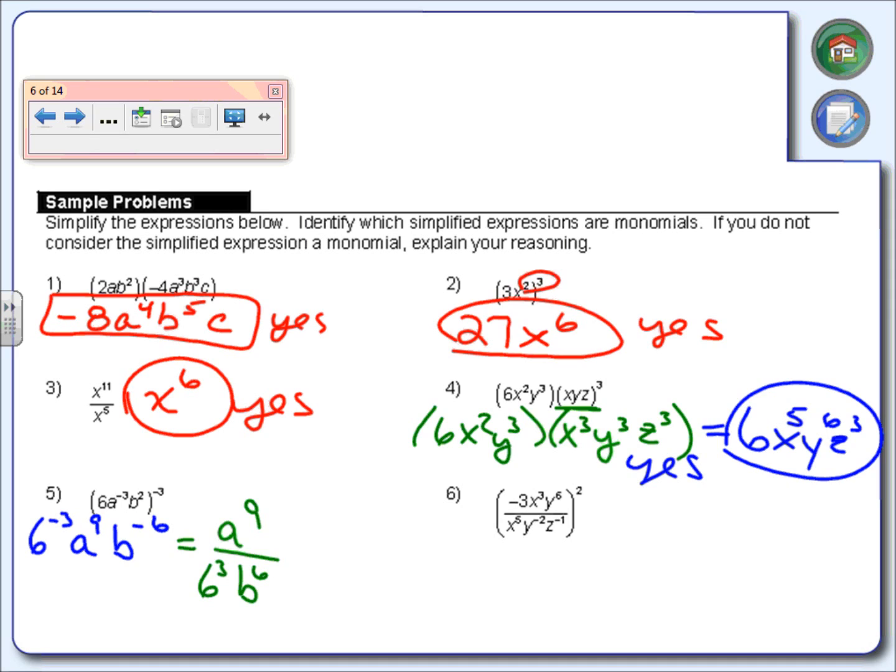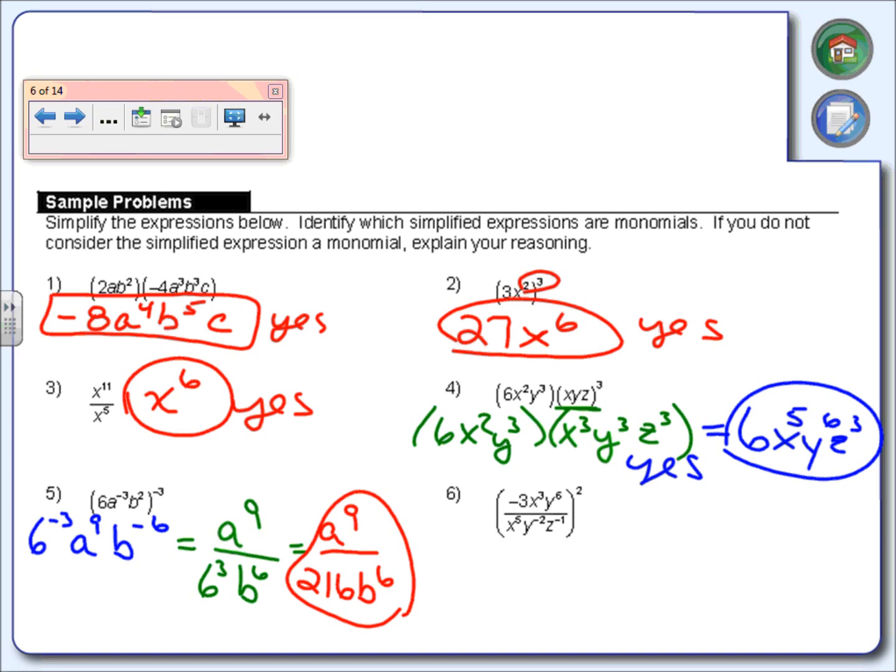Now we're not going to leave it like that either. I'm going to go ahead and take care of that 6 cubed. Anybody know what 6 cubed is? 6 times 6 times 6. 216? Is that right? 216. b to the 6 power. Double check that. Yeah, looks right. 216 b to the 6. Alright, so this is what we get after we simplify.